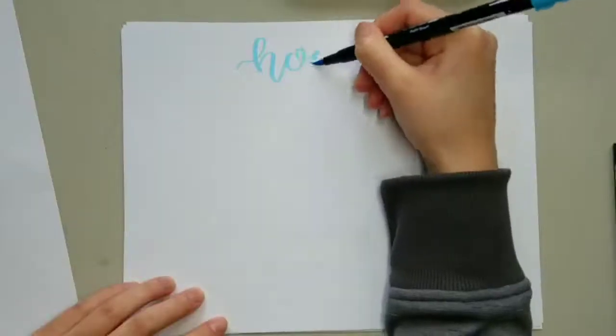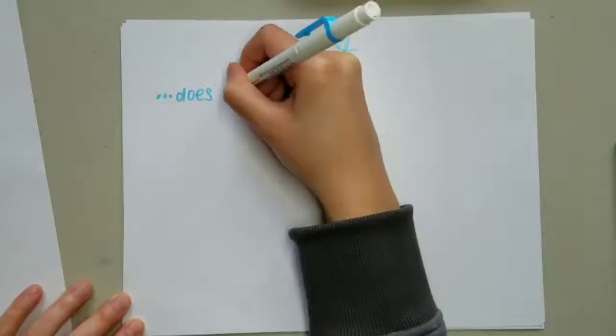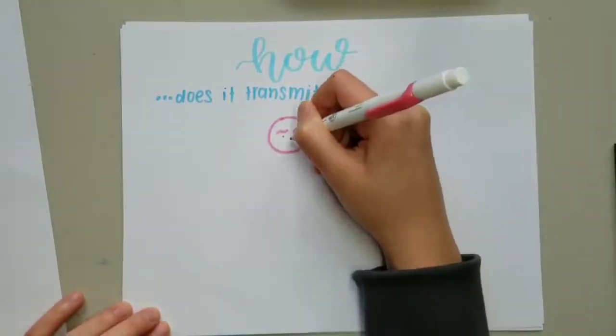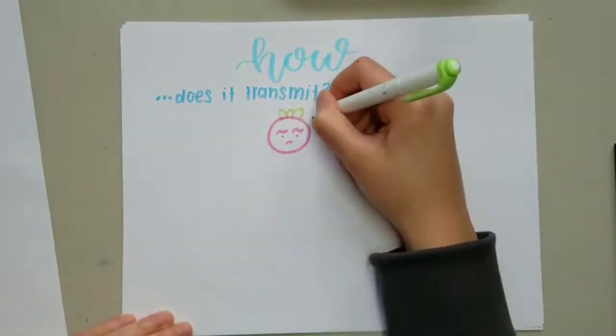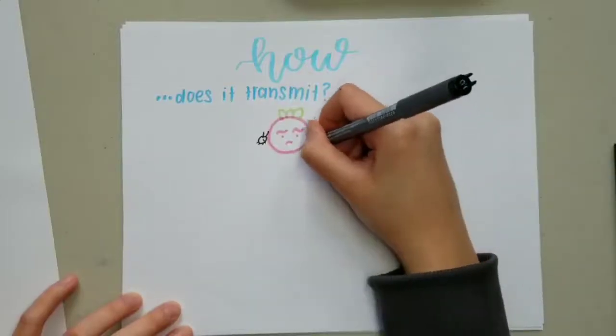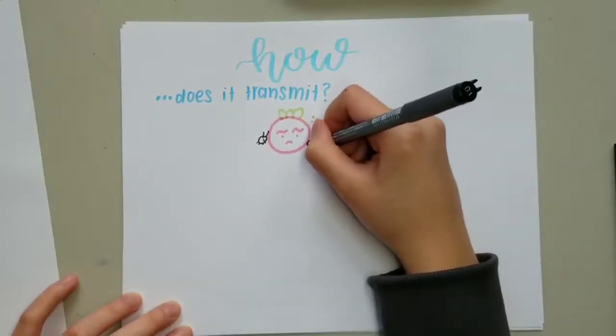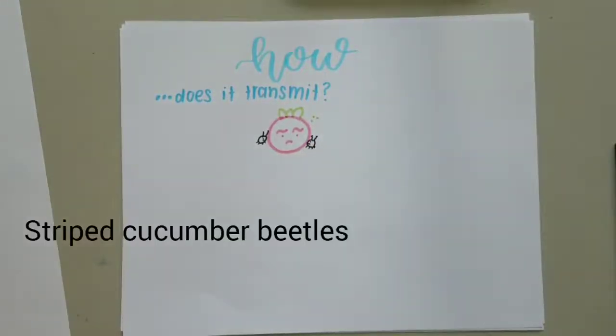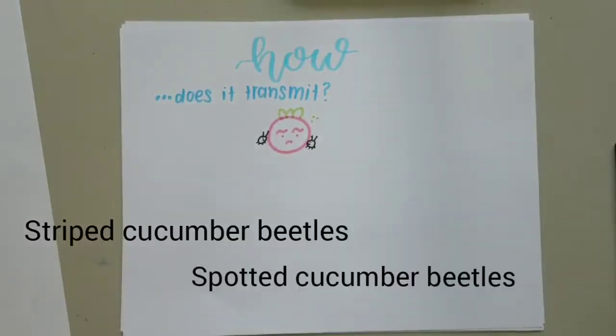Now I'm going to talk about the how component. So first of all, how does this disease transmit? Firstly, this transmission starts off with an infected plant. Then, there are two organisms that are actually responsible for the spreading of this disease. They are known as striped cucumber beetles and spotted cucumber beetles.